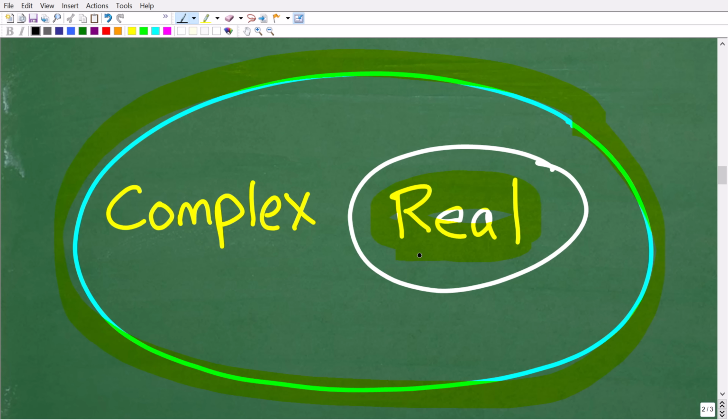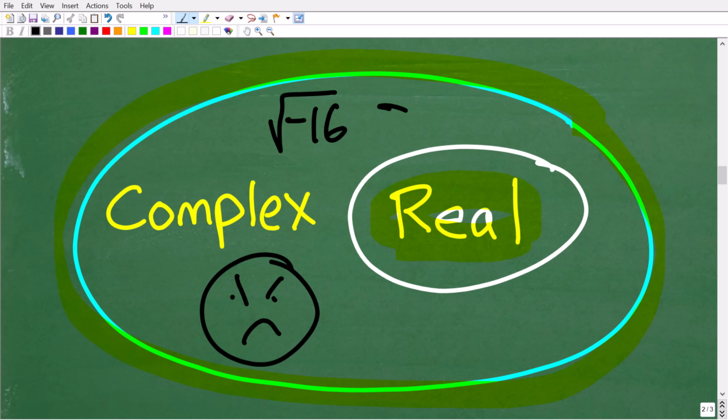Okay, so this is not that difficult, so don't be like, hey, Mr. YouTube Math Man, I really don't want to learn any advanced math here. Well, don't panic. This is very easy. So the square root of negative 16, the answer is not here. It's actually over here. Okay, so let's see exactly how this works.